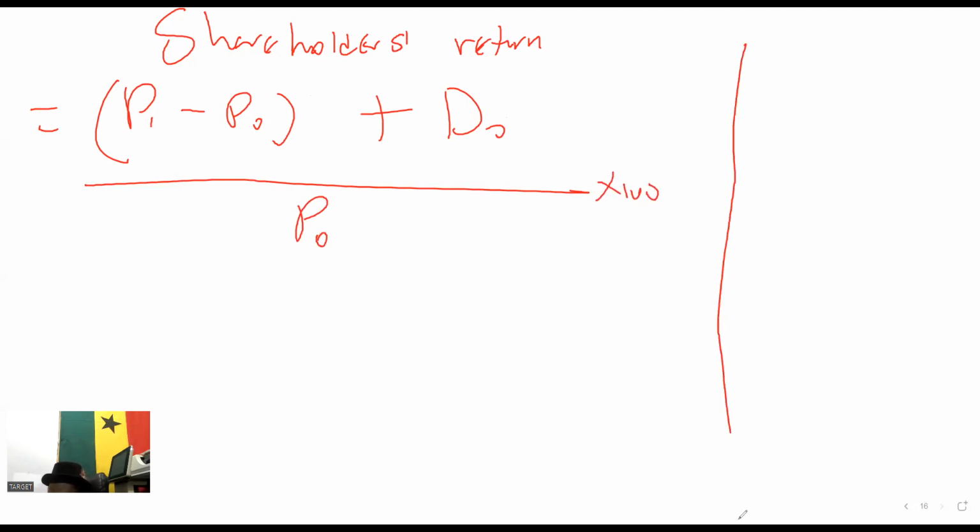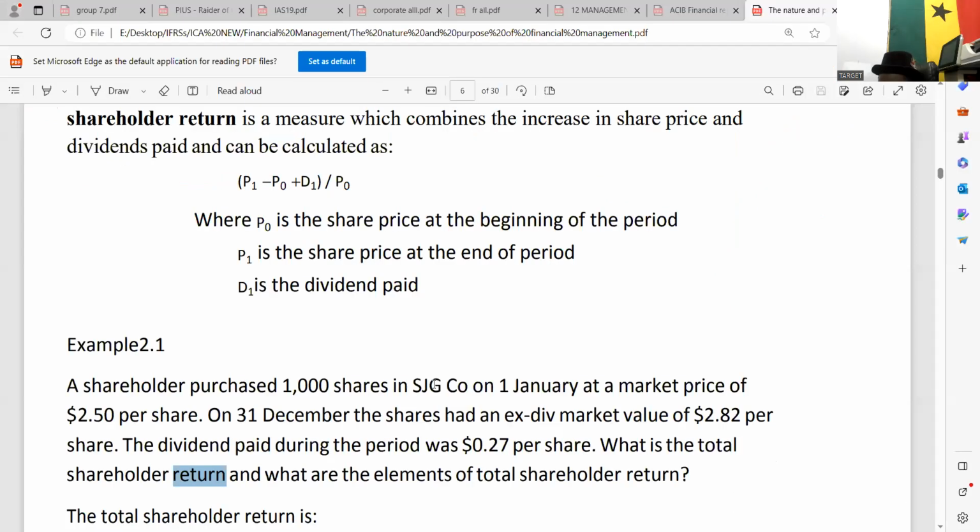In this case, what is the P1? What is the P0? What is the D0? Let's just fish it out from the question. The current share price is 2.81. The original share price is the previous share price. You see, how do you find percentage change? New minus old, all divided by old. That's the same storyline here.